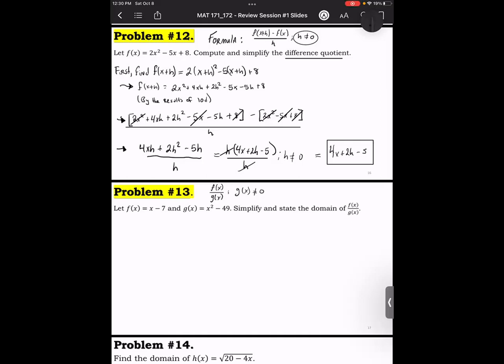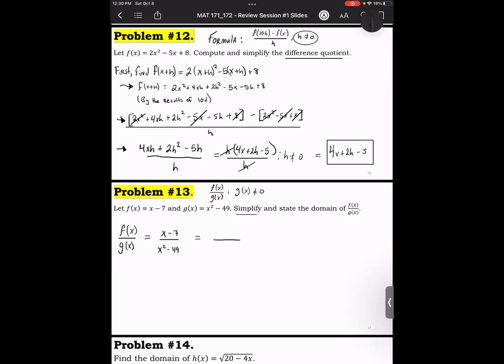So let's see what happens. Let's write this out as a fraction, as a rational expression. F of x over g of x is simply going to be x minus 7 over x squared minus 49. Now, typically for this type of problem, it does say to simplify. If you want to simplify, you cancel out any common factors that the top and bottom have. To figure out if they have any factors in common, you have to write out the top and bottom in factor form.